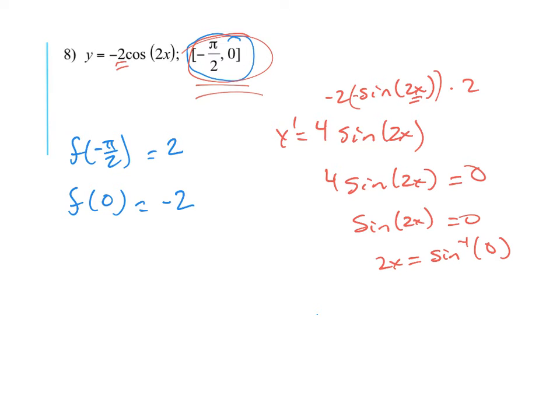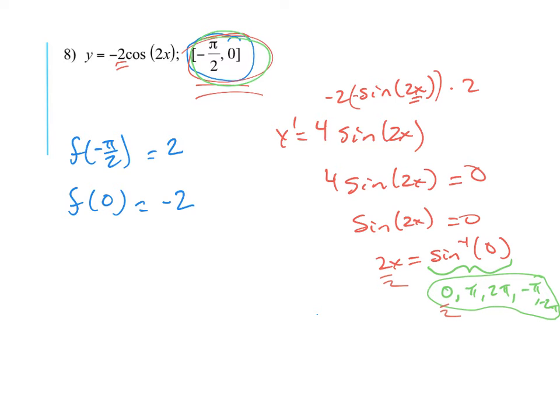So let's talk about what the inverse sine of 0 really is. The inverse sine function returns angles to us that have a sine of 0. So those angles are things like 0, pi, 2 pi, and also negative pi and negative 2 pi. So any one of these angles might produce an x value that's in our interval. So essentially what we have to do to solve this is divide all of these by 2, right? To solve for x, we divide by 2.